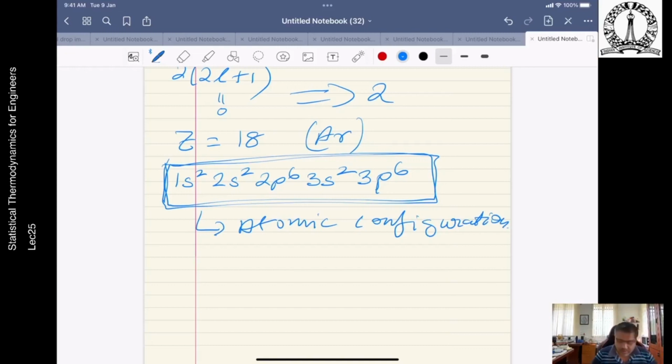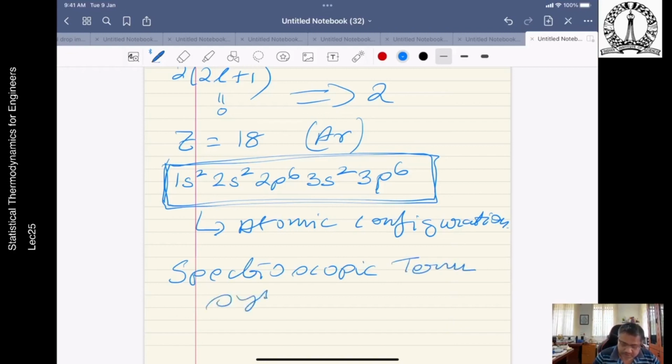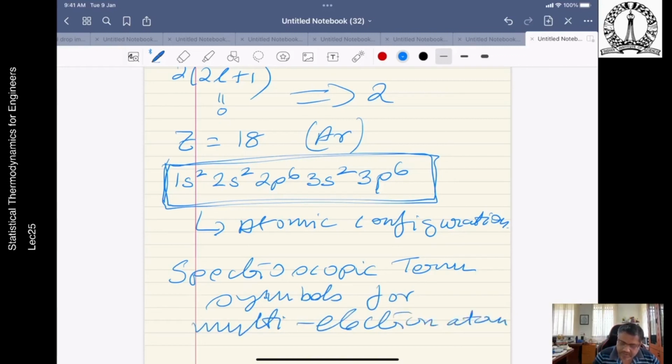Next class we are going to do what we call spectroscopic term symbols for multi-electron atoms. These symbols are very important. Some of these symbols you already know from your undergraduate, so no harm in actually seeing it one more time.